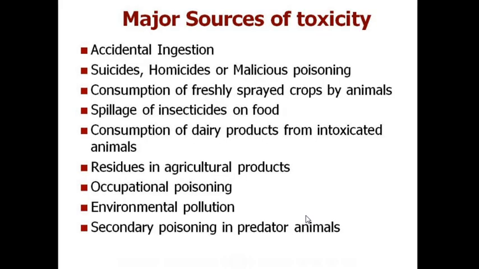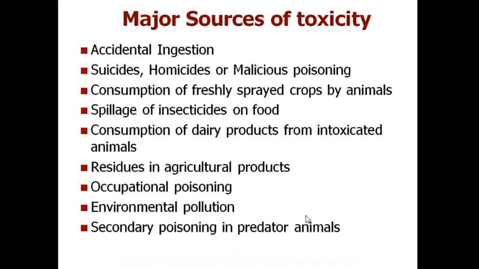So what are the major sources of toxicity caused by these pesticides? It may be by accidental ingestion of the pesticide. Then suicides or homicides or malicious poisoning, where the pesticide has been used for this. Then, in the case of animals, the consumption of freshly sprayed crops is a source of pesticide toxicity. The spillage of insecticide on food can act as a source of toxicity for humans. Consumption of dairy products from intoxicated animals can act as a source of pesticide toxicity in humans.